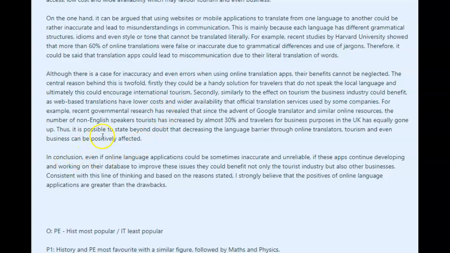All right. However, beyond that, I thought it was nicely written. It was good. So, in conclusion, even if online language applications could be sometimes inaccurate and unreliable, if these apps continue developing and working on their database to improve these issues, they could benefit not only the tourist industry, but also other businesses. All right, that's a complex sentence. It's good. You did it really accurately, very nicely, so well done. Consistent with this line of thinking and based on the reasons stated, I strongly believe that the positives of online language applications are greater than the drawbacks.